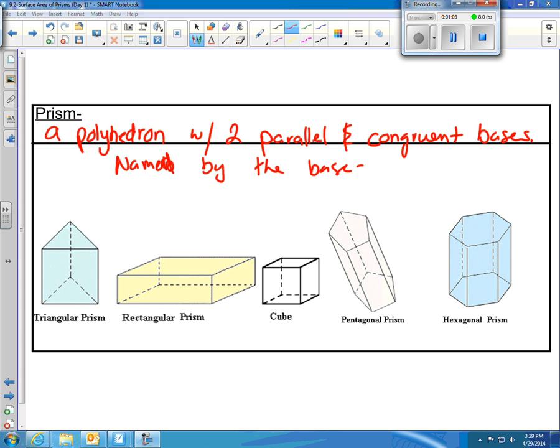So you can see our pictures below. We have a triangular prism. Its base is a triangle. We have a rectangular prism. We have a cube. That's the only one that doesn't have prism in the name. We have a pentagonal prism, and we have a hexagonal prism. Okay, so these are three-dimensional shapes.